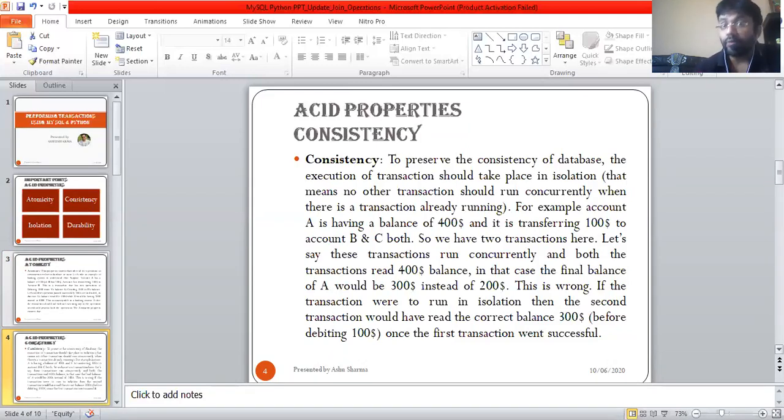So this is the part of isolation, which is the next point. To preserve the consistency of a database, it's very important that every transaction should take place in isolation mode.